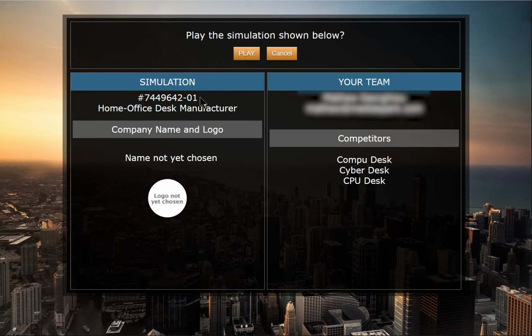Here we can confirm the simulation number that we want to play. We can also see who's on our team. In this simulation, we may be running a business individually on our own, or we may be on a team with other colleagues or classmates running the same business. As our teammates join the simulation, they will appear here.